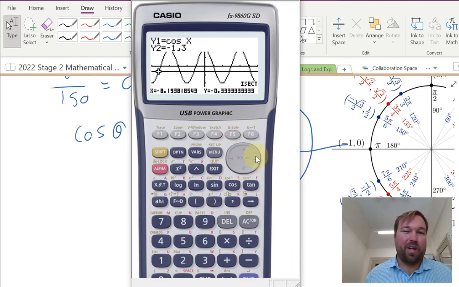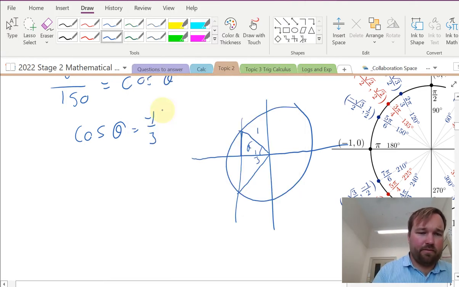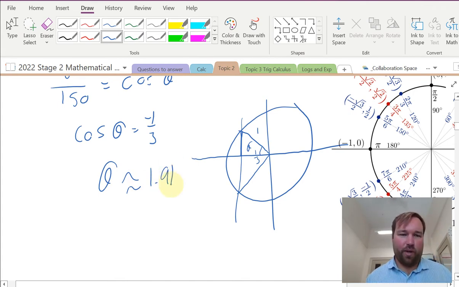Now, we probably don't want a negative angle, so I don't like the negative, but I do like this one. We don't want that, because 4 radians is way too much. So 1.91. Right. Theta is approximately equal to 1.91 radians. And that is our only feasible solution.